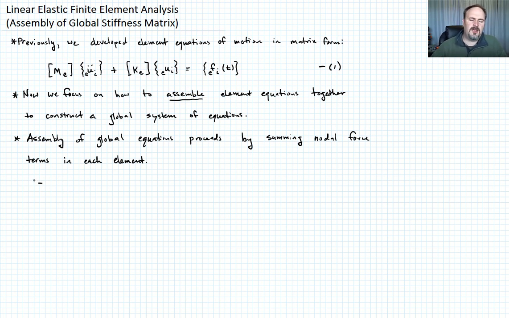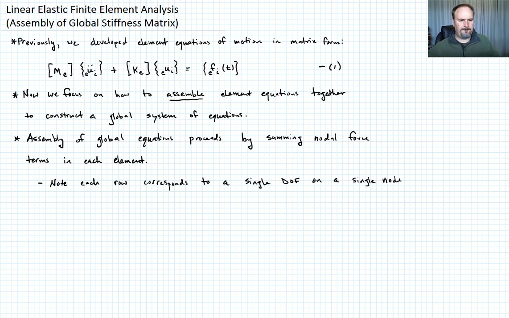Well, you note that each row in the matrix equations, the element matrix equations, corresponds to an equation on a single degree of freedom of a single node. Okay, so note that each row corresponds to a single degree of freedom on a single node.